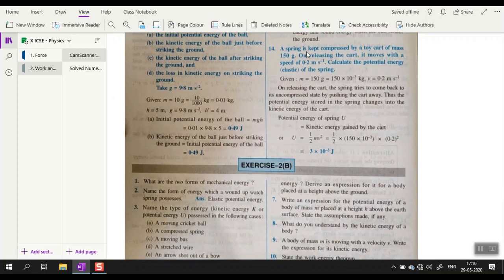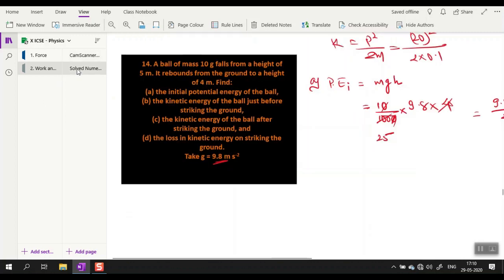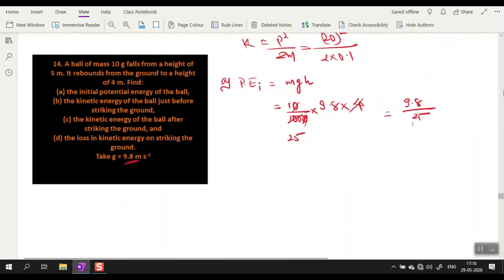Yeah, that's what I was doing. mgh, yes, it will come with this. I was just getting worked up for nothing. So the potential energy is 0.49 joules. Okay, second part.